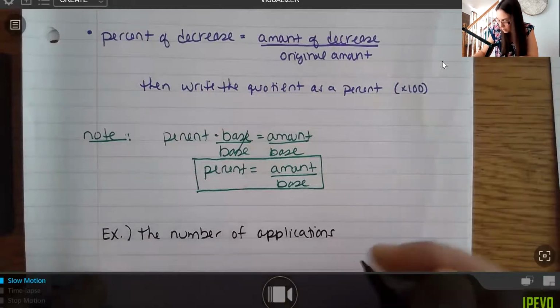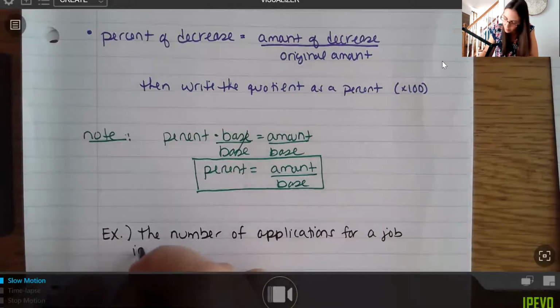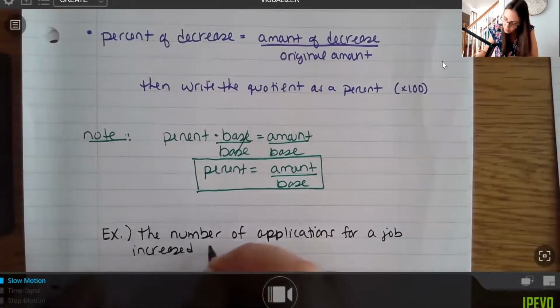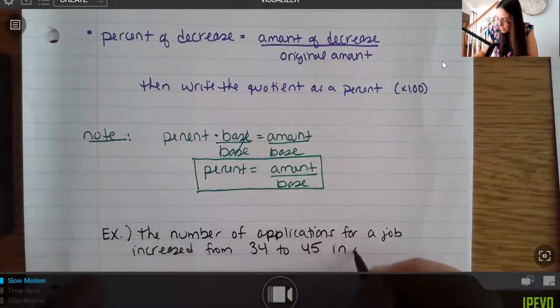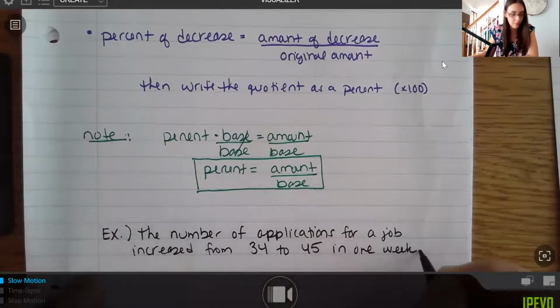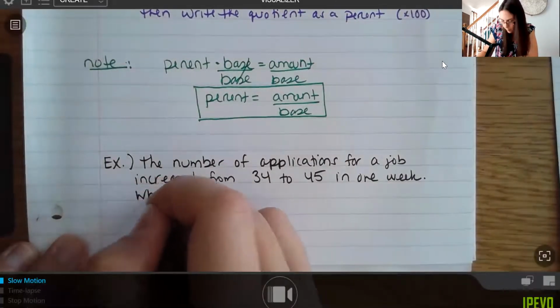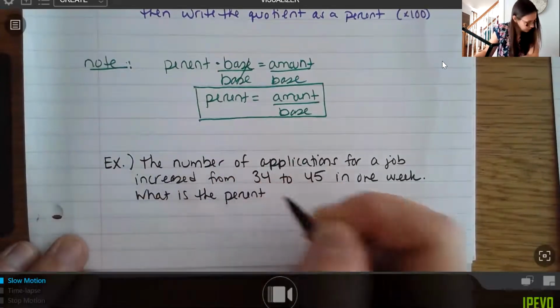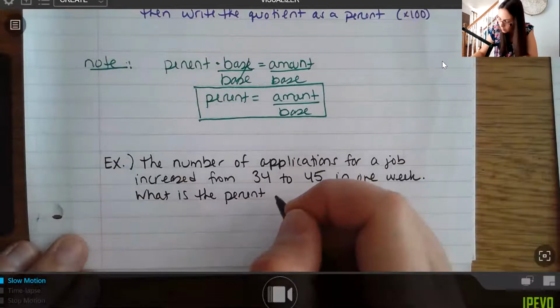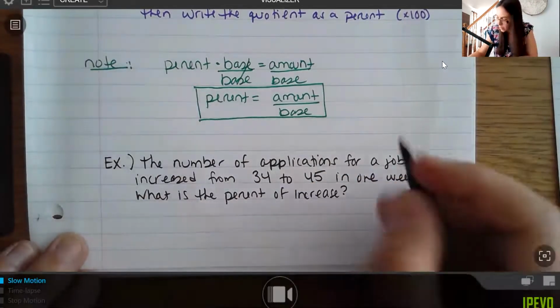The number of applications for a job increased from 34 to 45 in 1 week. What is the percent of increase? And we're going to round to the nearest whole.